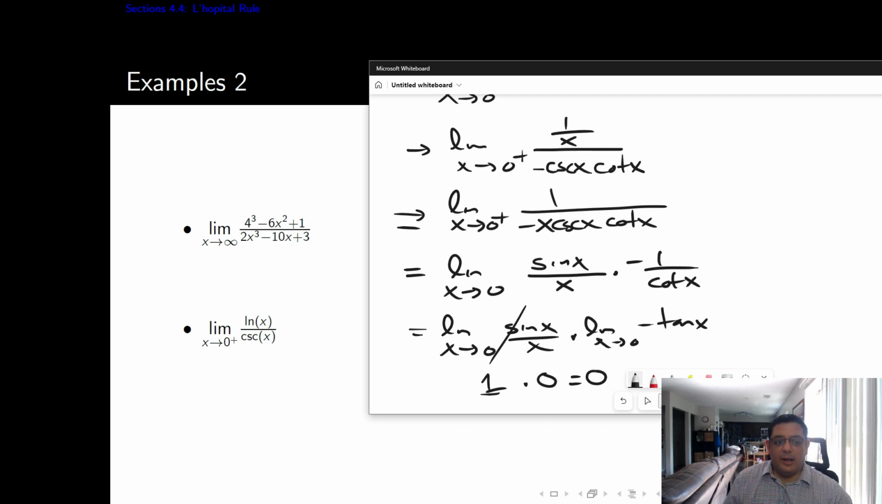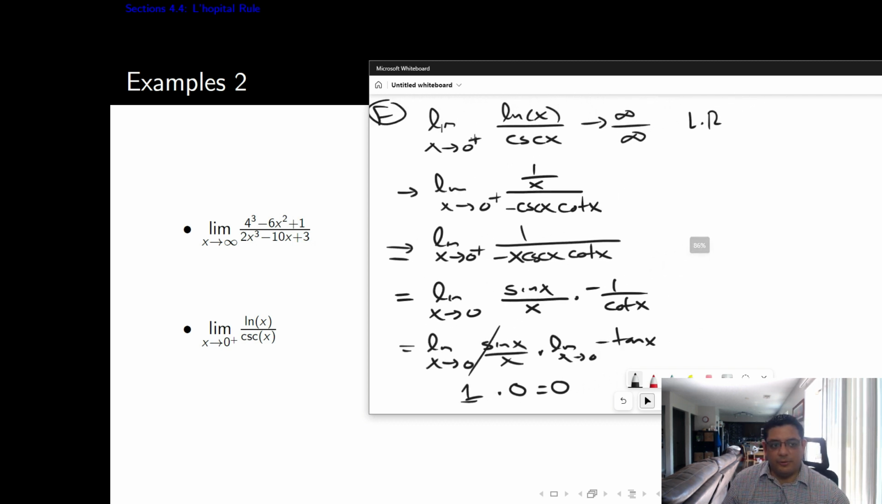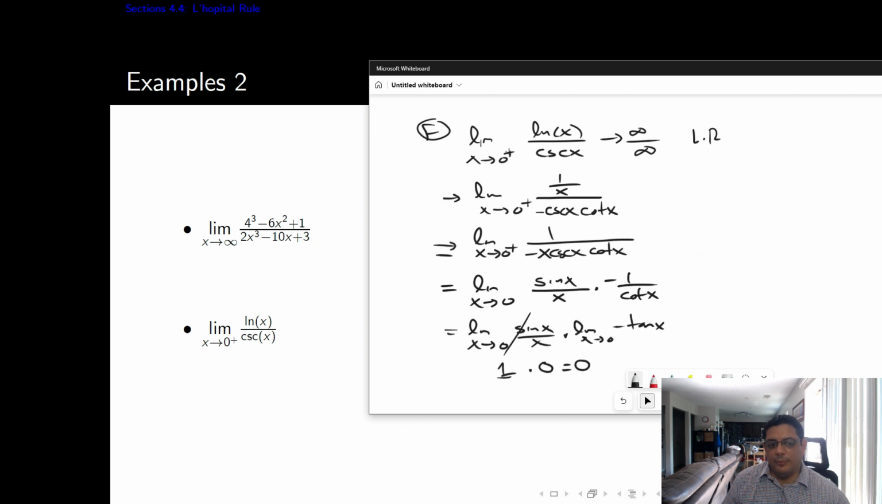So notice that we're doing a combination of L'Hopital's rule and some algebra to find some special limits. So we're going to conclude here now. In the second part of this video, we're going to show some other indeterminate forms that we can use L'Hopital's rule for.